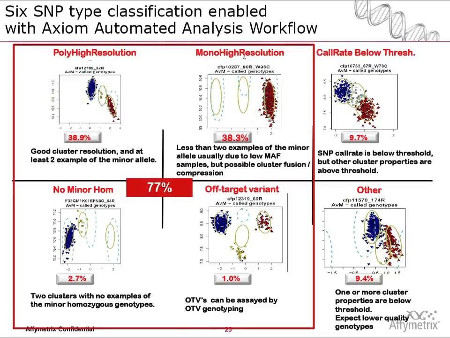So about 77% were automatically genotyped, and they fell into these 6 categories, with about 39% in poly high resolution, 2.7% in no minor homozygous, about 38% in mono high resolution, and about 1% in the off-target variants. And that was the key over here with the lead data, being able to automatically genotype a complex polyploid.